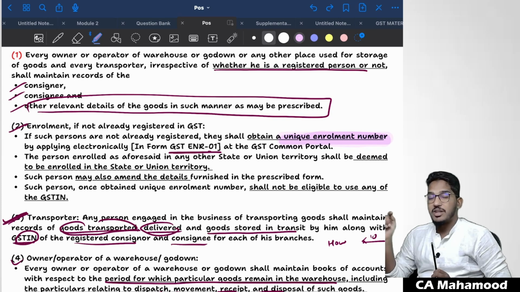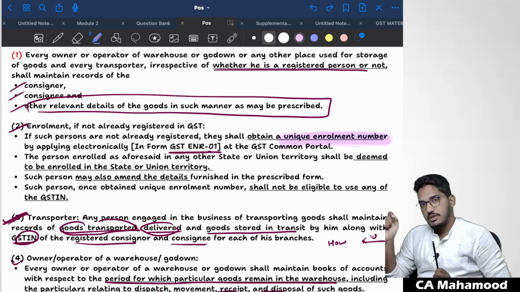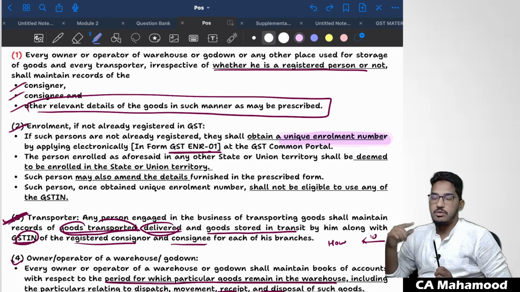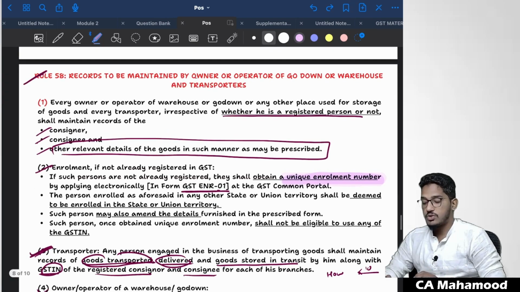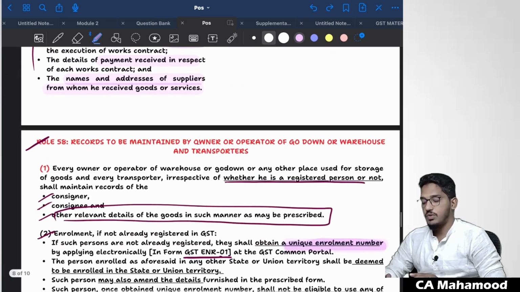So enrollment number will be obtained by those people who are not liable to be registered under GST. And who will get that enrollment number? Owners or operators of the warehouses and transporters. So they can get one unique enrollment number by submitting one application. And once you become liable for registration, you have to get the GSTIN, then your enrollment number will be cancelled. Clear?